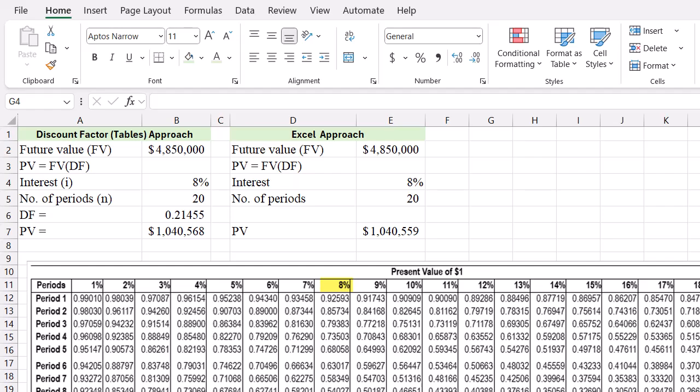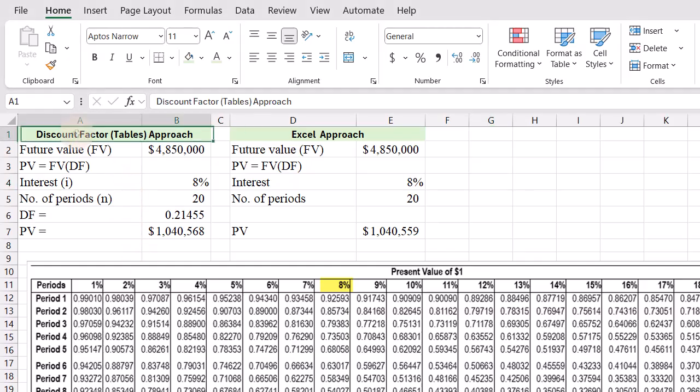Okay, let's take a look at this present value problem, and we're going to solve it in two different ways. First, we'll solve it using what I call the discount factor or tables approach, and that's where you're given a table of information that tells you the present value of a dollar, and you can use that by plugging it into a formula to calculate the present value. And then we'll solve it using Excel, which is my favorite method of solving time value of money problems.